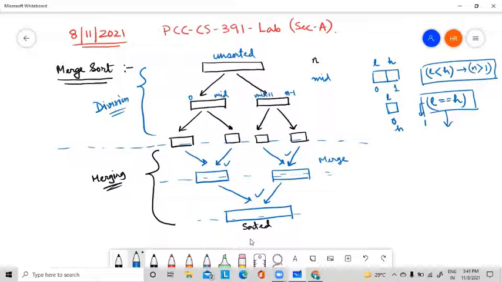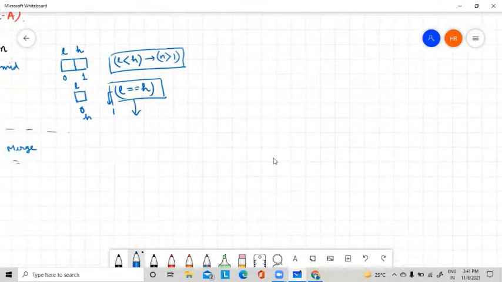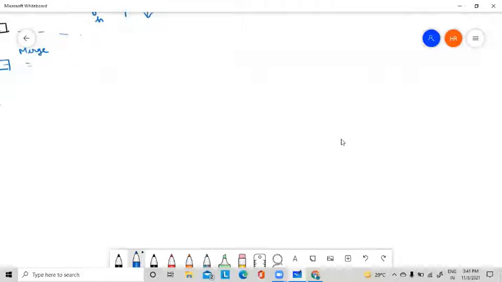Now what is the importance? We have already seen one algorithm based on the divide and conquer mechanism. Why are we going for another divide and conquer mechanism? Now this is very interesting: the application, the usefulness of merge sort.